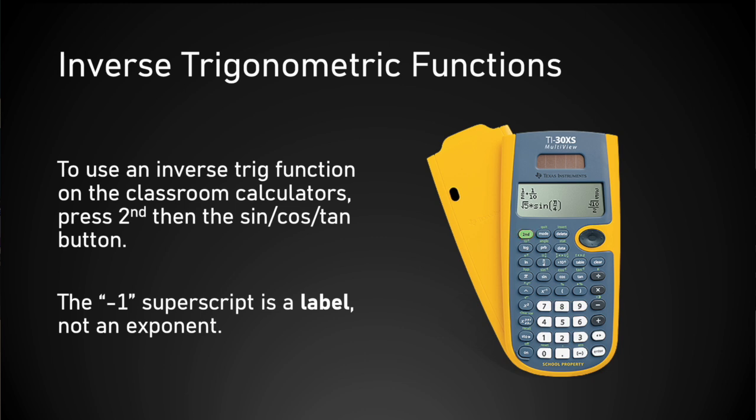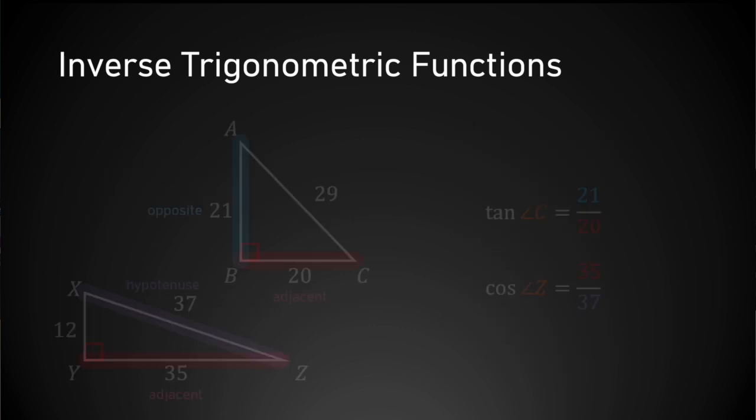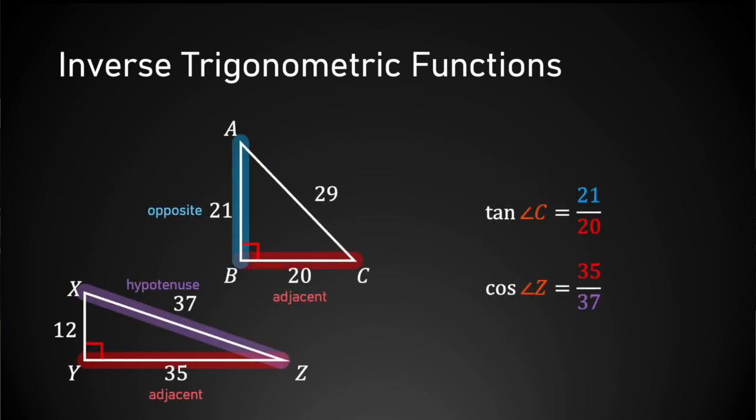One important thing to understand is that the -1 superscript is written like an exponent, but it's treated like a label, not an exponent. Going back to our example from earlier, I can use inverse tangent to get angle C out of the tangent function. But remember that whatever I do to one side of the equation, I have to do to both sides, so I have to take the inverse tangent of 21 over 20 as well. Inverse tangent and regular tangent just cancel each other out, so angle C is all by itself now.